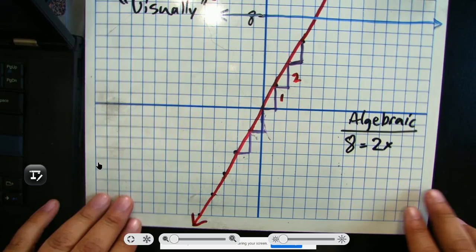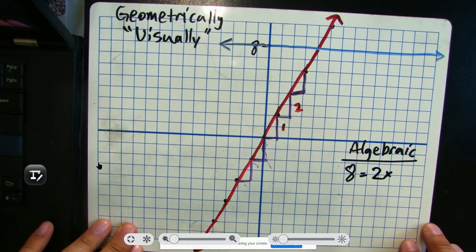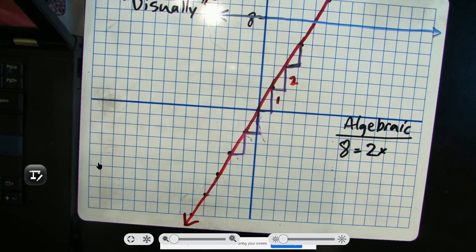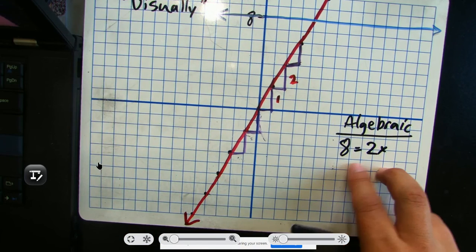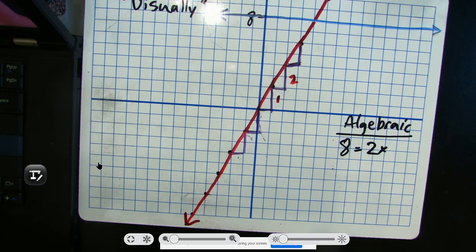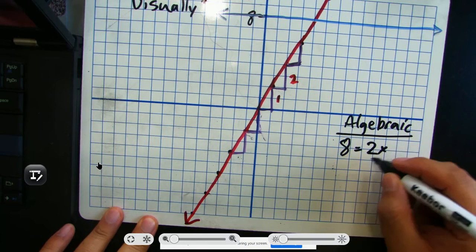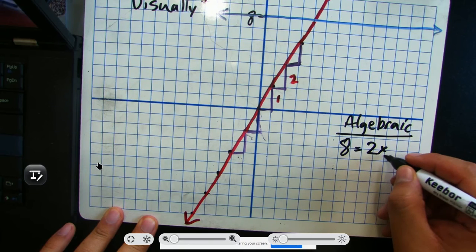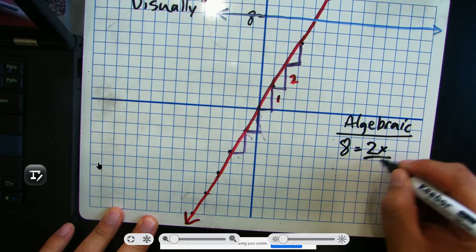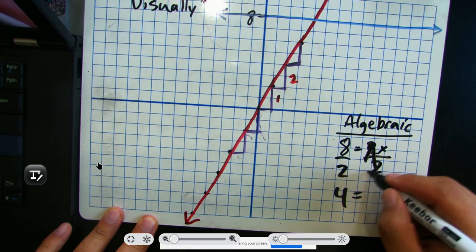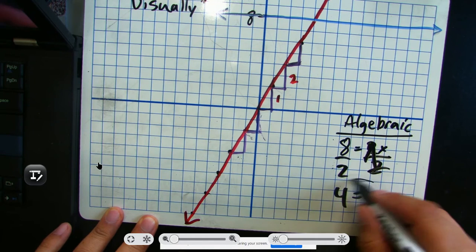Okay, so let's do our summary of solving an equation algebraically versus solving it geometrically. Algebraically, we have two expressions where we're being asked when are they equal to each other. One of the many strategies we've covered in class was we undo and isolate x, solve for x. So we divide both sides by 2, 4 equals x, right?